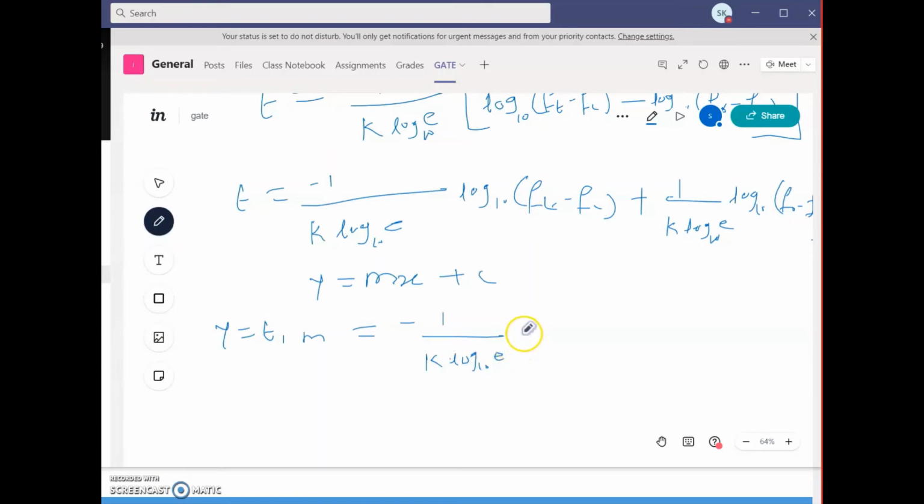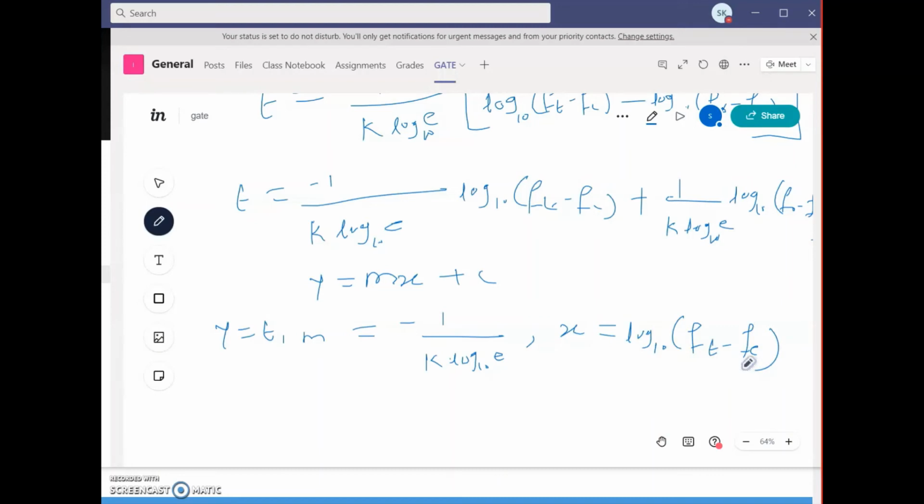And what is x? This x is nothing but log to the base 10 of (ft minus fc). So I will write x is equal to log to the base 10 of (ft minus fc).